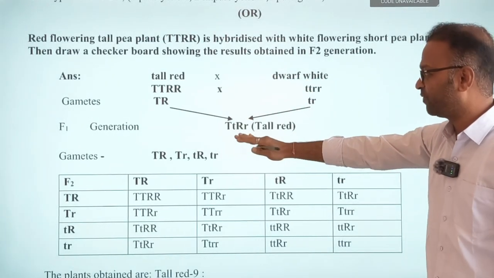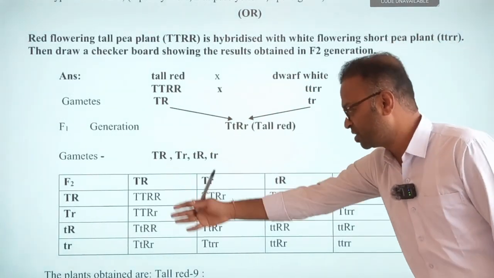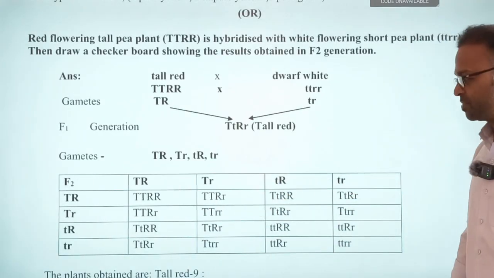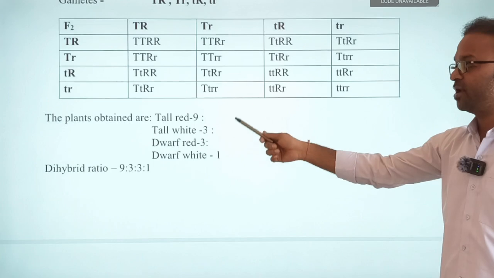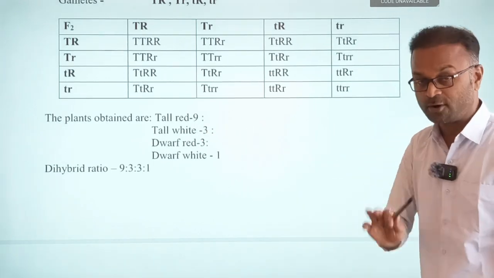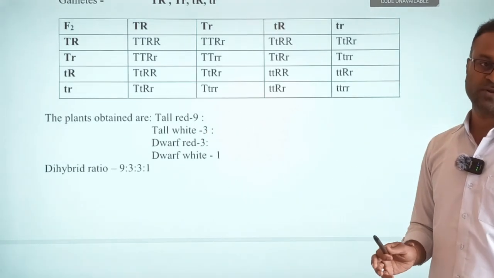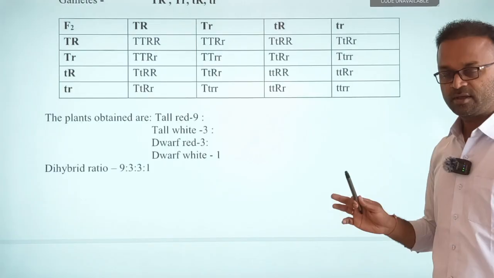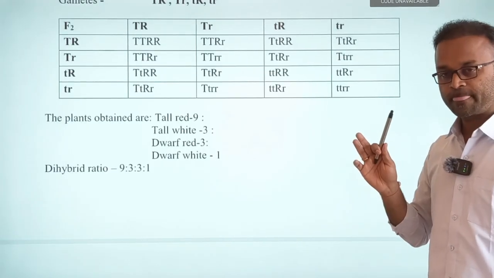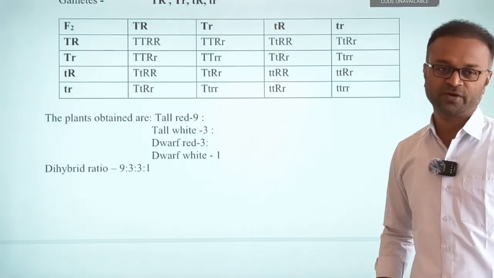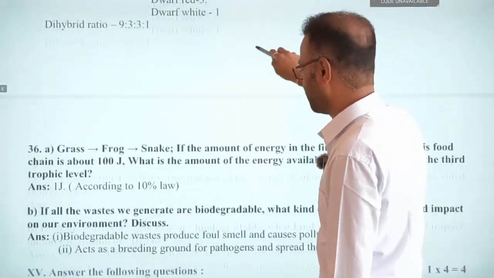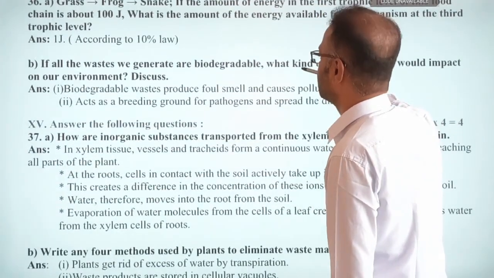First we take out the F1 generation, then self-crossing, put the checkerboard, 16 boxes have to be there, and write the F1 generation and the F2 generation phenotypic ratio. They will not ask the genotypic ratio for the F2 generation. They will ask only the phenotypic ratio in the F2 generation of the dihybrid cross. Okay, hope this is clear. You need to practice this a lot.